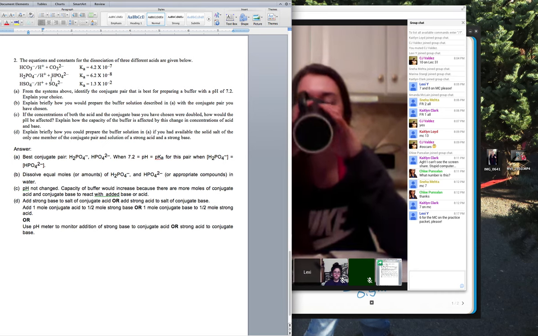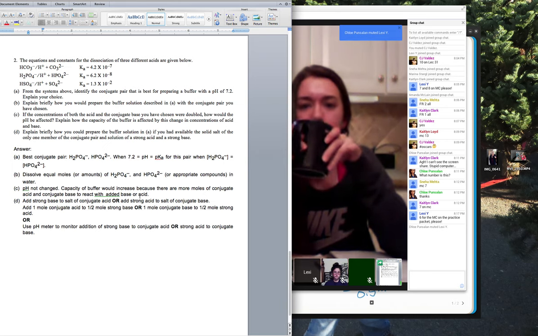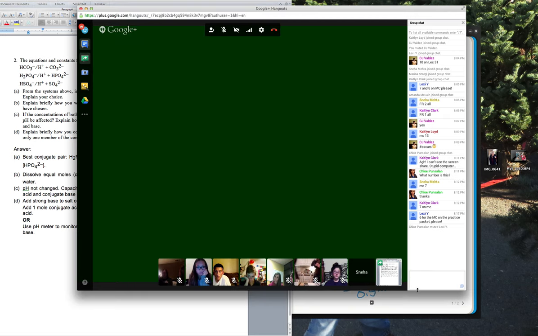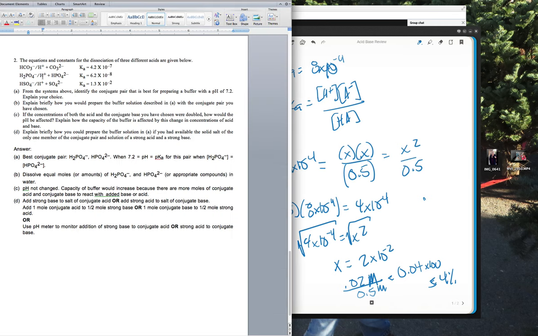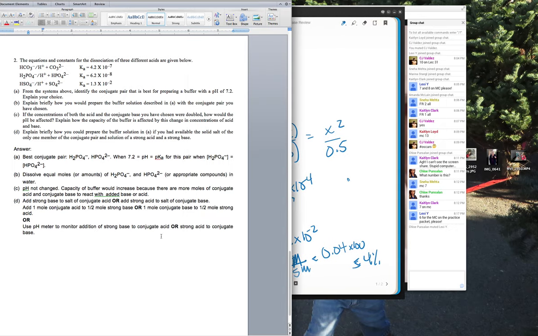And so when you're looking at these, when you have an equivalent amount of the acid and its conjugate base as far as a buffer goes, then your Ka is equal to your pKa is equal to your pH. And so when you have that situation, you look at these ones right here.